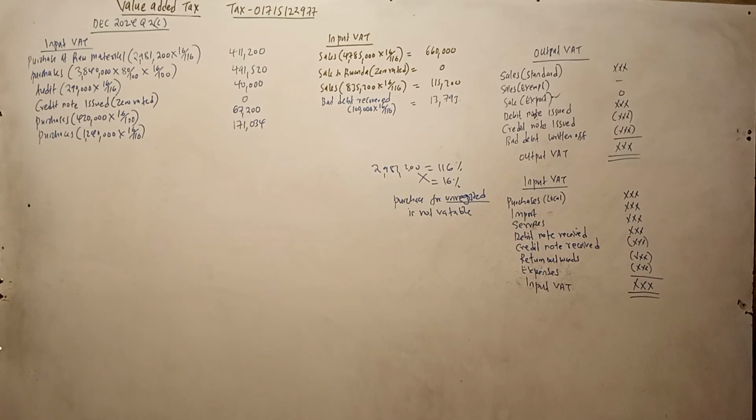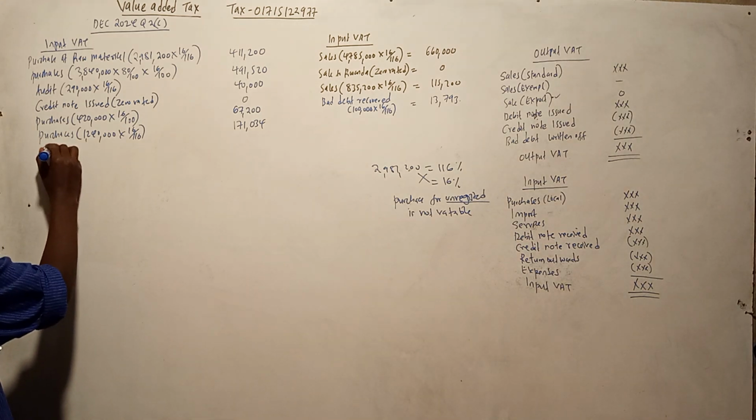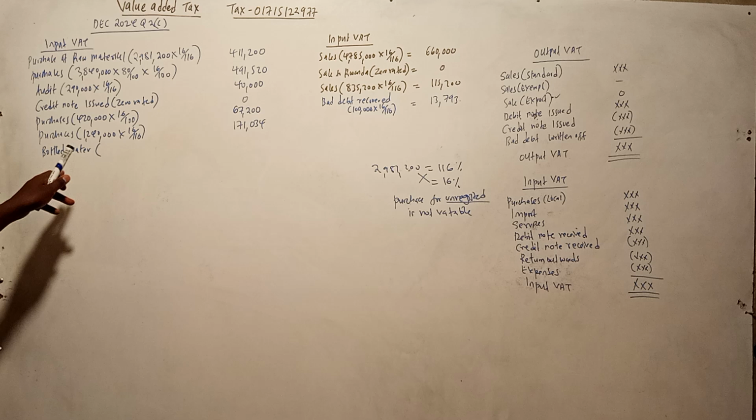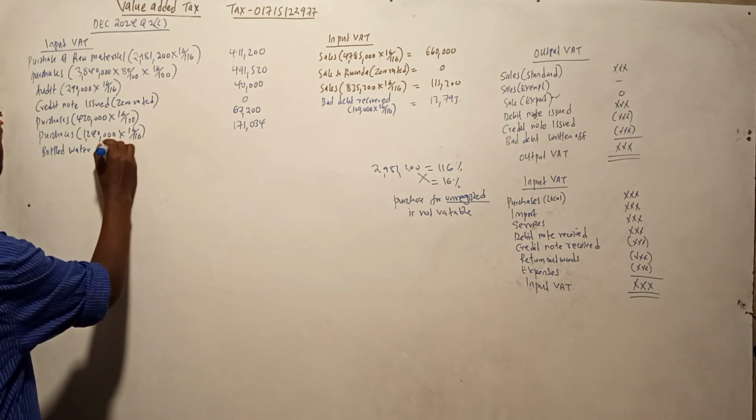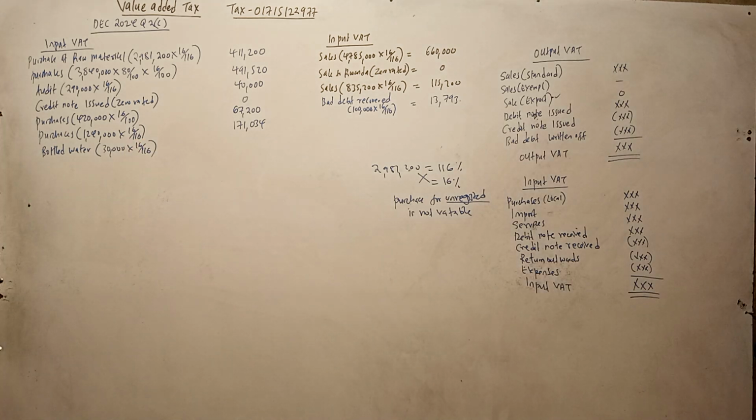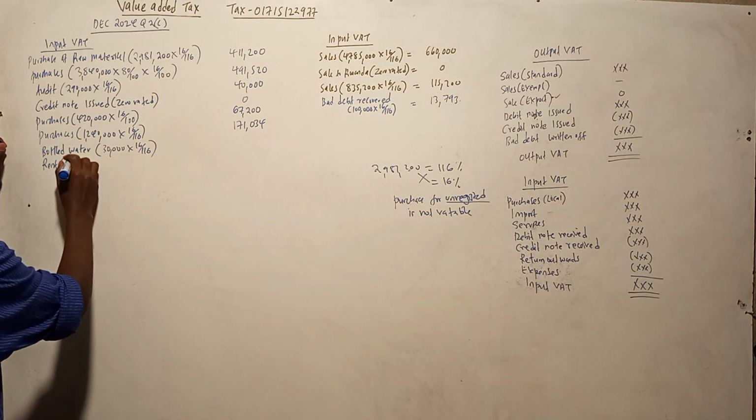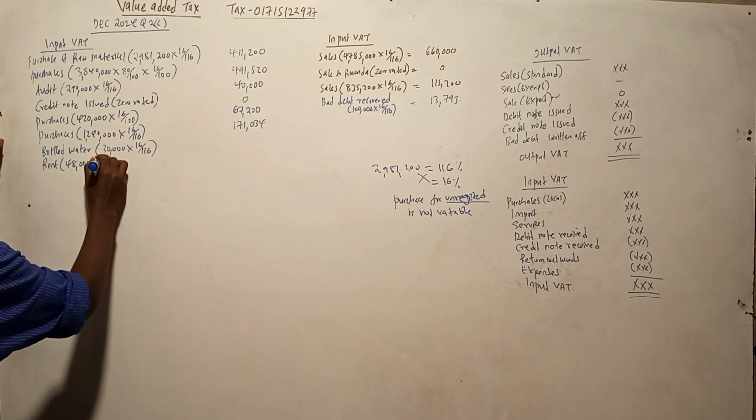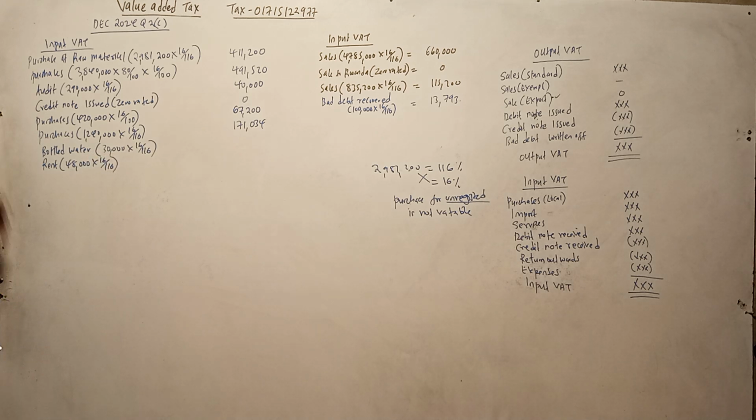Then we have another one, which is October. Bottled water is vatable, taxable. Now, piped water is not vatable. So this one is vatable: 30,000 times 16 over 116. Then we have rent for business. Rent is vatable these days: 48,000 times 16 over 116. Then we have the last one, private parking for director.